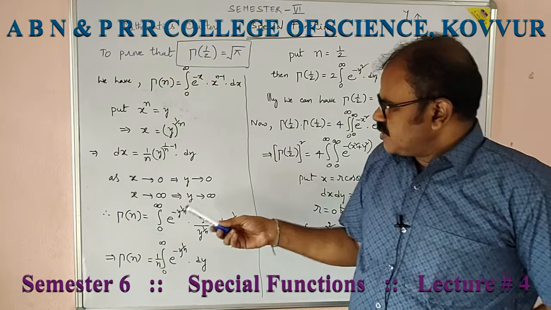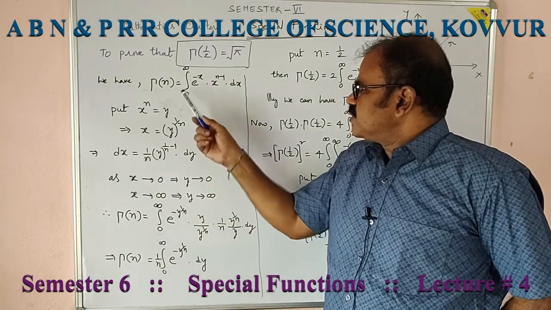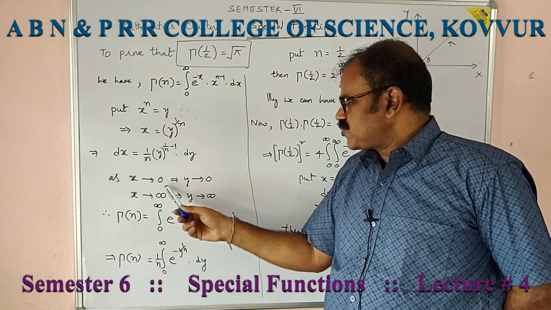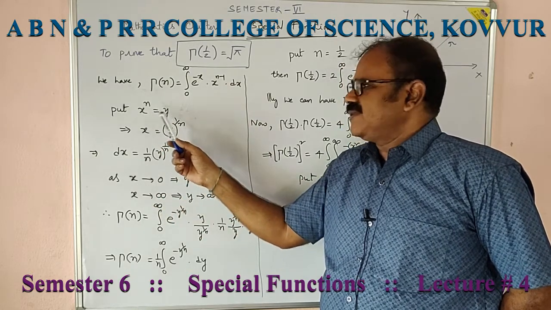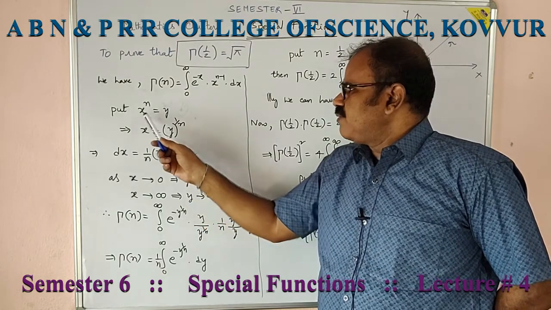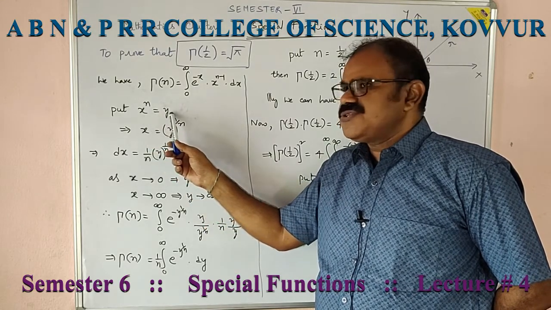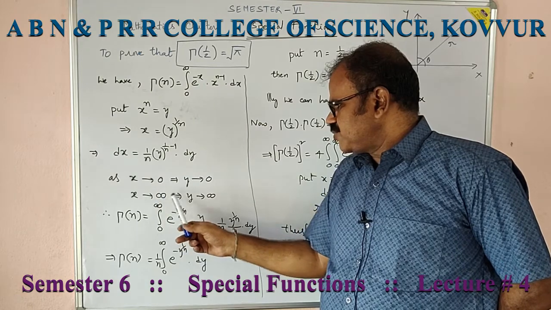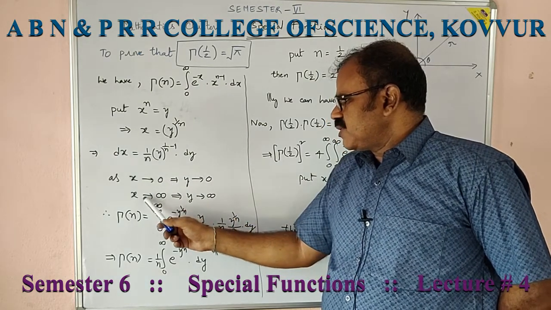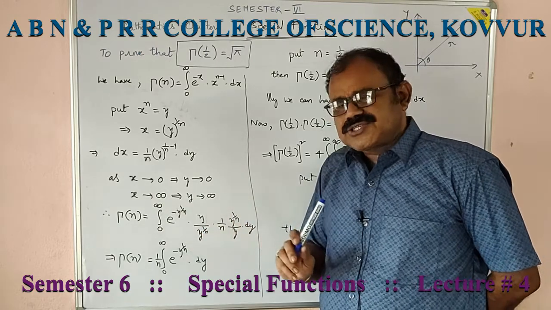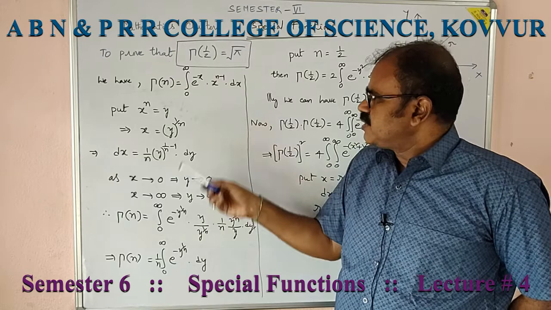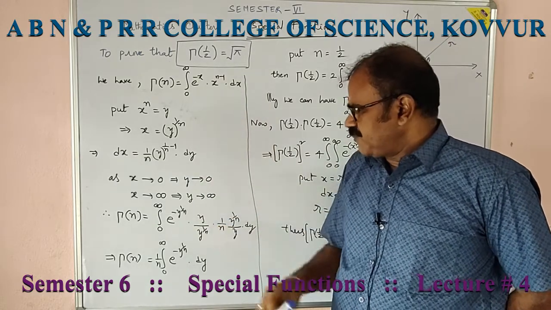Let us calculate the limits. These are the limits of x. x is from 0 to infinity. As x tends to 0, what about y? If x is 0, clearly y is 0. If x is infinity, y is infinity. So as x tends to infinity, y tends to infinity, and x tends to 0, y tends to 0. Therefore, limits will not change. Limits will be from 0 to infinity only.